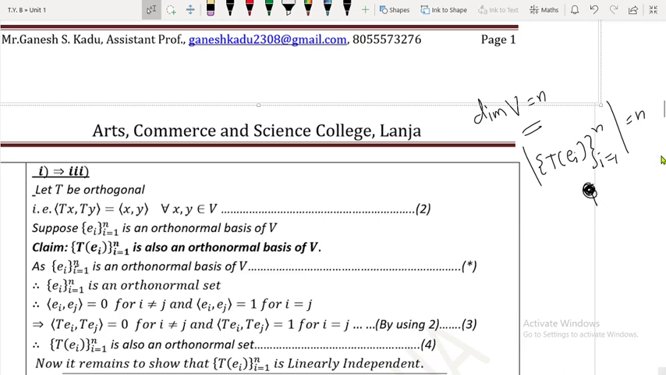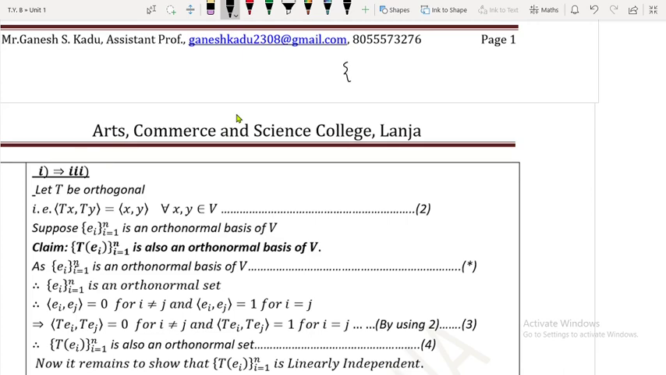Okay. Now in order to show that it is linearly independent, see how we are going to proceed. Since the vectors in the set are T of e1, T of e2 up to T of en, I am going to say let alpha 1 T of e1 plus alpha 2 T of e2 plus so on plus alpha n T of en is equal to 0. Once we show this, it remains to show that alpha 1, alpha 2 up to alpha n are 0. Okay. So see how I am going to proceed.